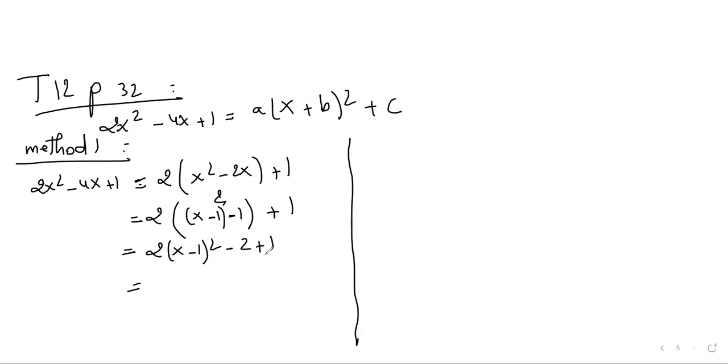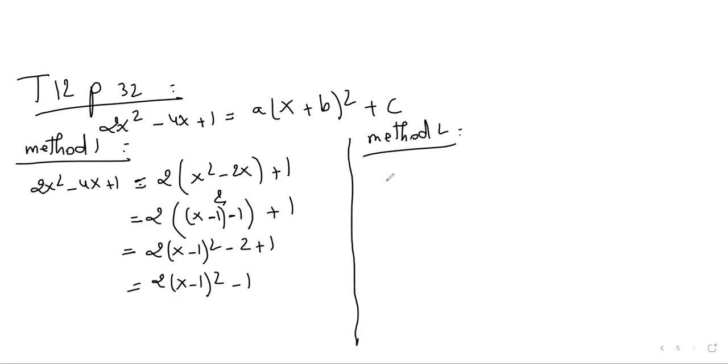So rearrange this and calculate negative 2 plus 1. It will be negative 1. So 2 times (x minus 1) squared minus 1. And this is the final expression that I'm looking for. If you are not able to do this, there is another method, method 2.